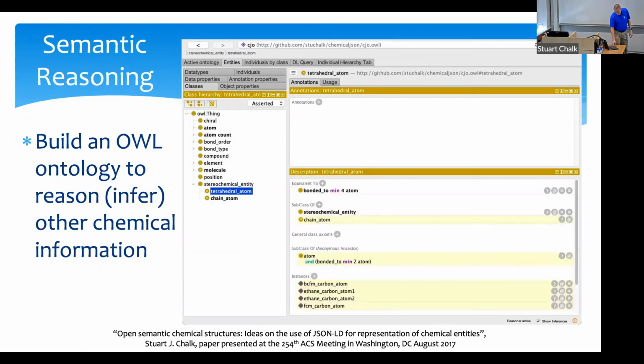And what we did was, we represented bonded to a minimum of four atoms. Anything yellow is inferred here, so we can infer that a particular atom is a chain atom, which means it's bonded to two or more other atoms. And then we have instances down here, so we can see each of the individual atoms that are identified to be represented like that.